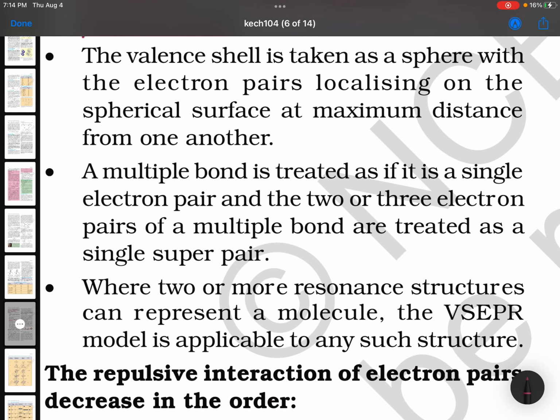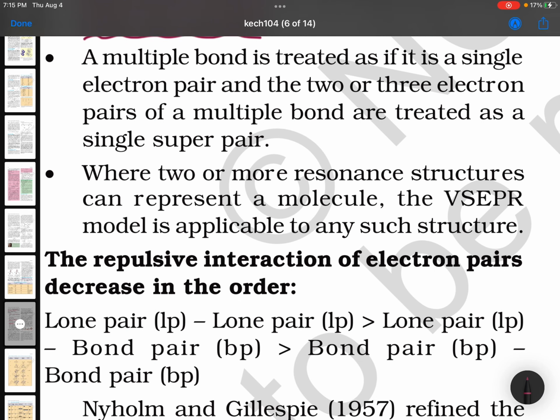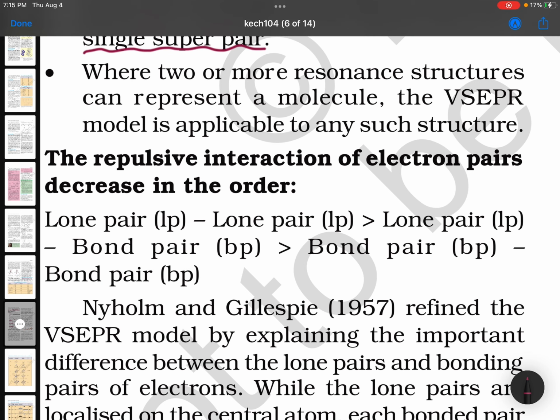The valence shell is taken as a sphere with the electron pairs localizing on the spherical surface at maximum distance from one another. Question cannot be framed on this statement. A multiple bond is treated as if it is a single electron pair, and the two or three electron pairs of a multiple bond are treated as a single super pair. Where two or more resonance structures can represent a molecule, the VSEPR model is applicable to any such structure.